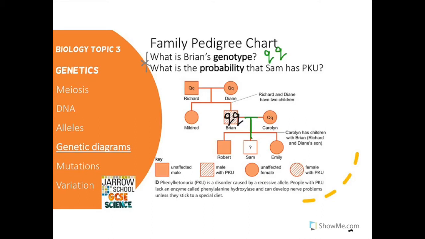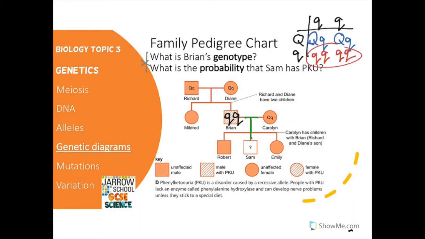So because there's a line up between Sam and Brian and Carolyn, that means that they are both his parents. So we can use a Punnett square now to work out the probability that Sam has PKU. And that's Brian's genotype there, and Sam's mother's genotype, Carolyn's genotype there. So he has 50% chance of being big Q, small q, and 50% chance having small q. So this means that he would have 50% chance of having the disease and 50% chance of being big Q, small q, so having the phenotype of being a carrier, so not having the disease but carrying it.